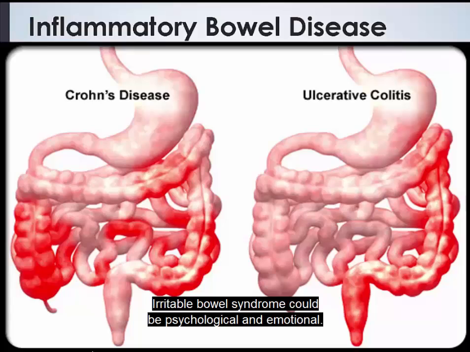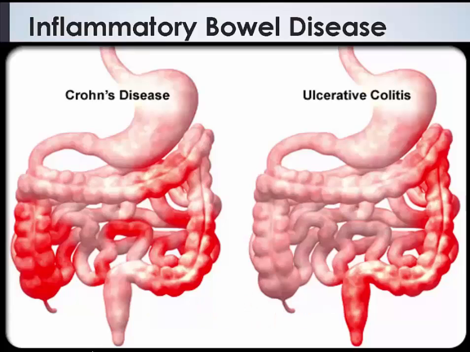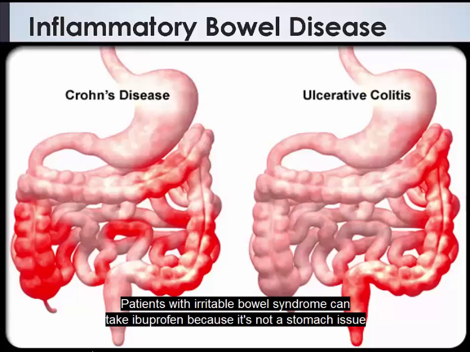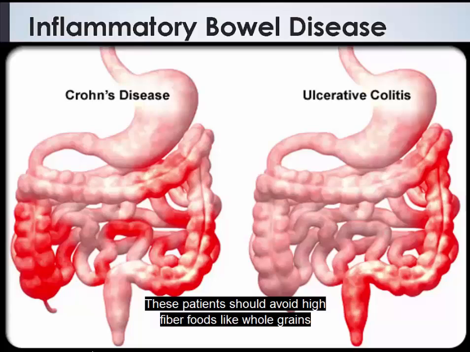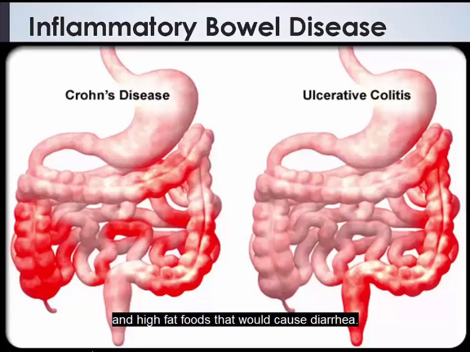Irritable bowel syndrome could be psychological and emotional, and it would be important to ask the patient to discuss their feelings. Patients with irritable bowel syndrome can take ibuprofen because it's not a stomach issue, and the nonsteroidals do help with pain. These patients should avoid high-fiber foods like whole grains and high-fat foods that would cause diarrhea.